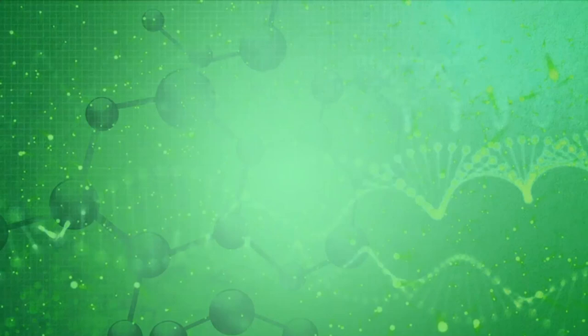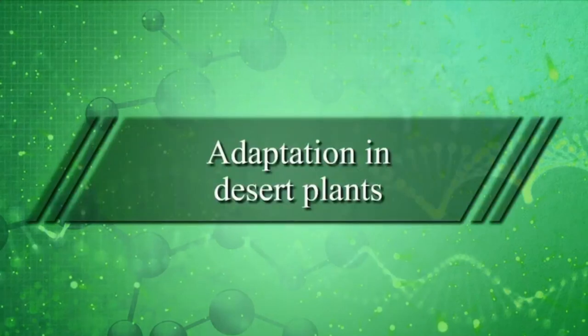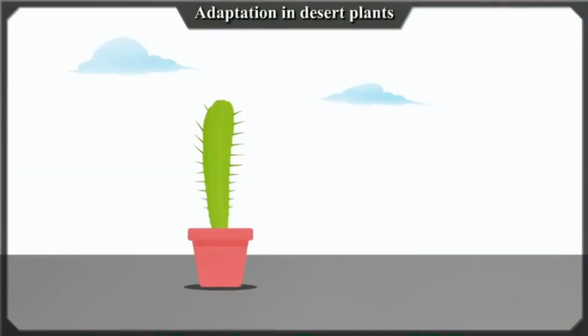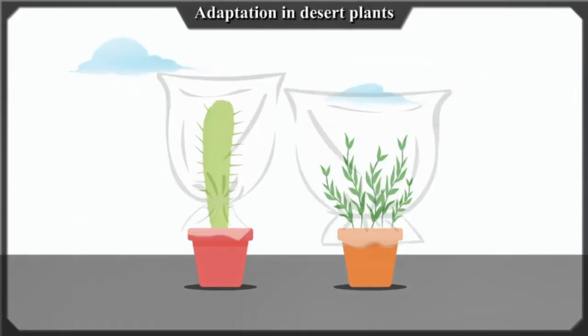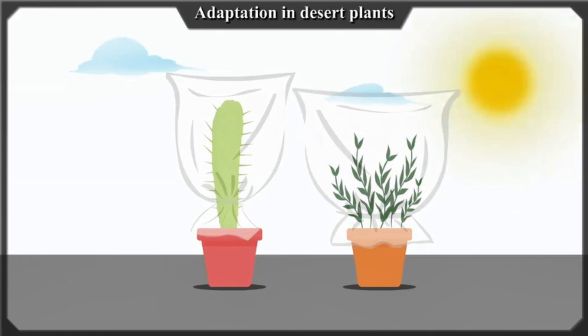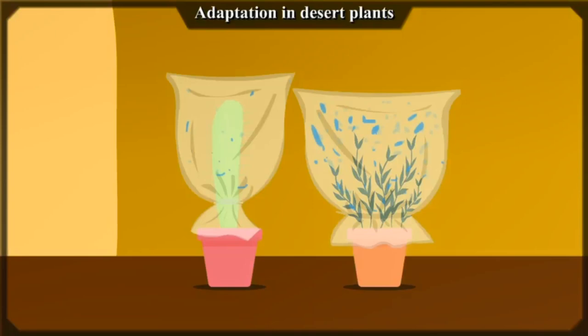Adaptation in desert plants. Try this. Take two potted plants, one a cactus and the other a leafy plant. Tie plastic bags loosely around the leaves of these plants and keep them in sunlight from early in the morning. In the afternoon, bring these pots into the classroom and observe them. Has the same quantity of water collected in both bags?